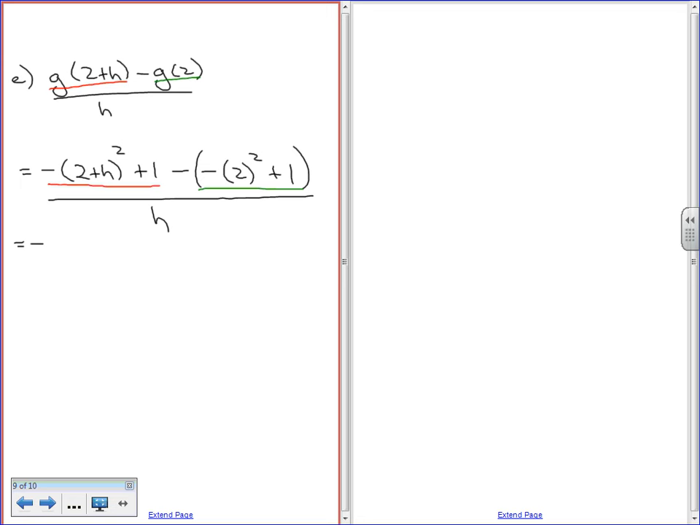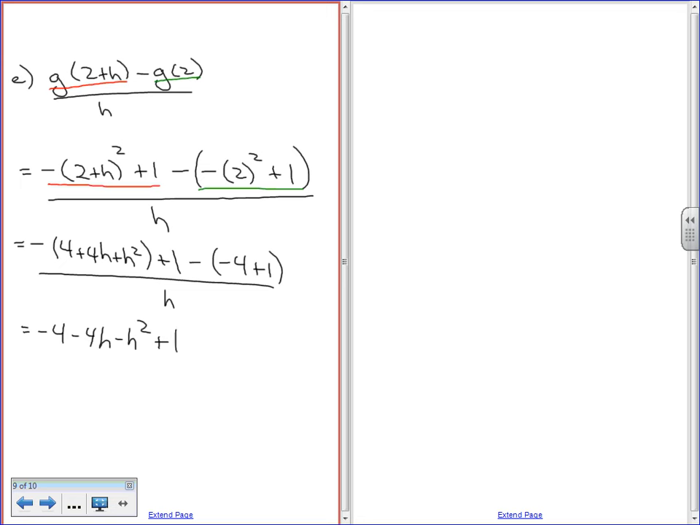If you're able to skip steps, feel free to do that. If you are still struggling in doing that, make sure you just write this out. 2 plus h times 2 plus h. One minus inside of the bracket here is negative 4 plus 1 over h, negative 4, negative 4h minus h squared plus 1. Negative 4 and 1 make negative 3. 2 negatives make positive, so it's plus over h.